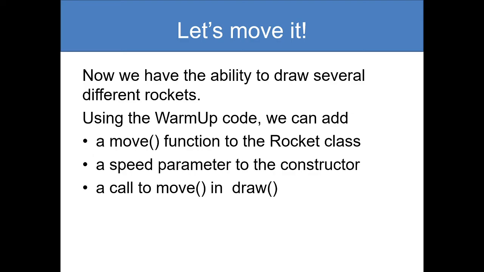We have the ability to draw several rockets, and what we're going to do is make a move function in the rocket class, and we're going to make a speed parameter so that we can tell each rocket to be a different speed. We're going to then have to call move in the draw, and that's another place where a lot of people mess up: they don't call that move. They don't call that thing that needs to actually happen.